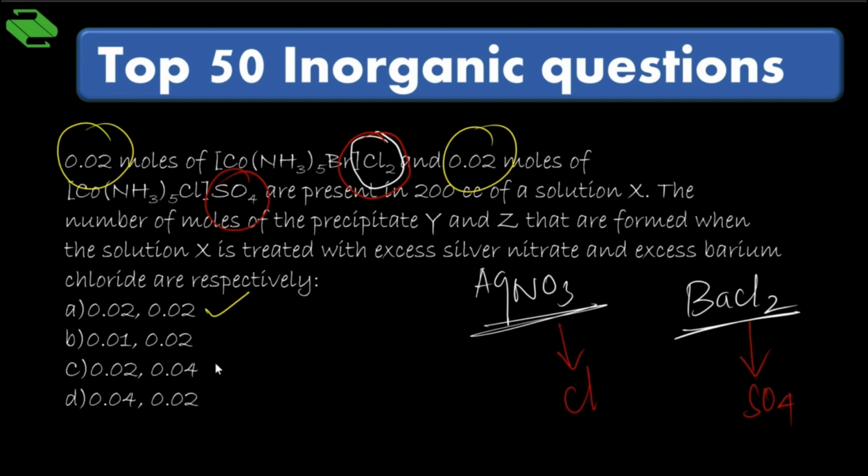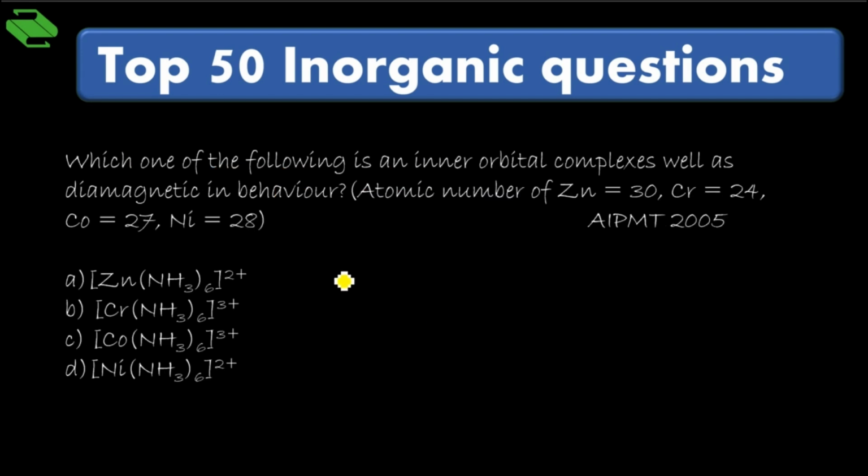Okay, one second. Two chlorides are there, which means 0.04 and 0.02. Right? So don't miss any numbers there. Sorry for the confusion. Let's move on to the next question.